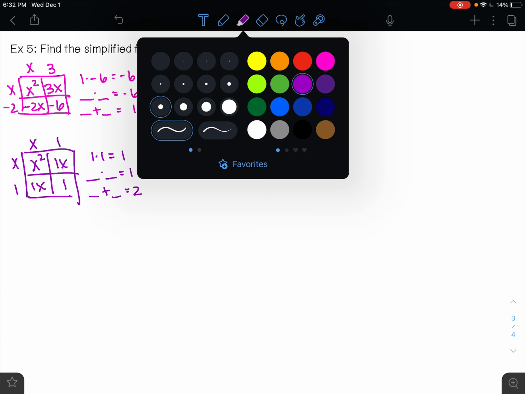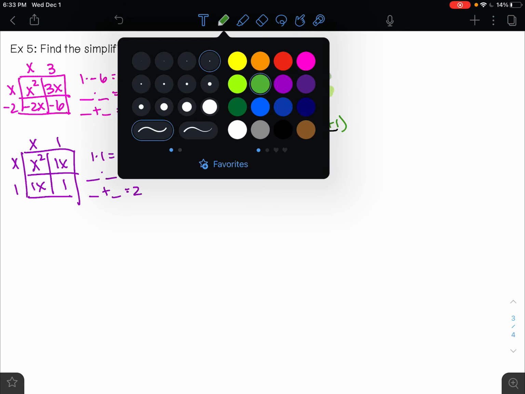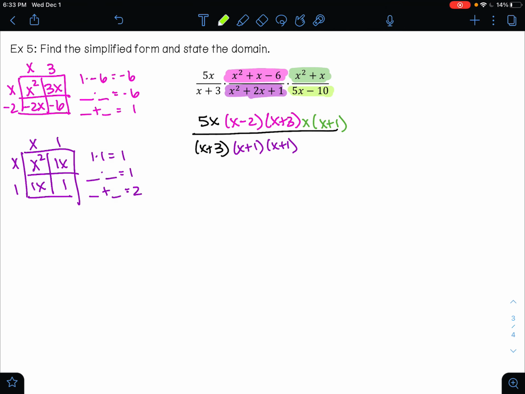For this numerator, I do have a GCF. Here my GCF is x, and left inside parentheses I'll have x plus 1. In my denominator, I have 5x minus 10. Here I also have a GCF of 5, and I'll have x minus 2 left in parentheses.